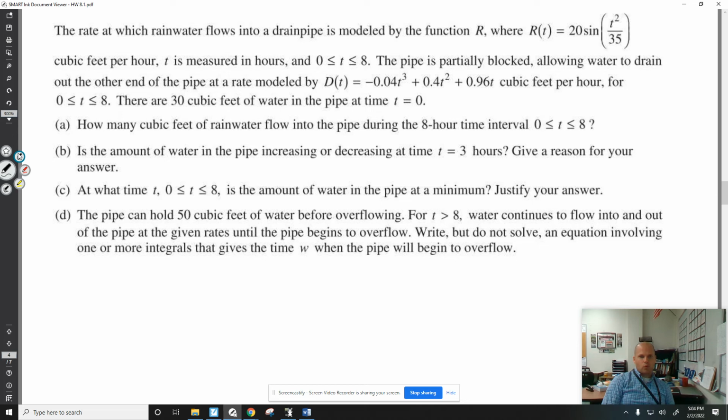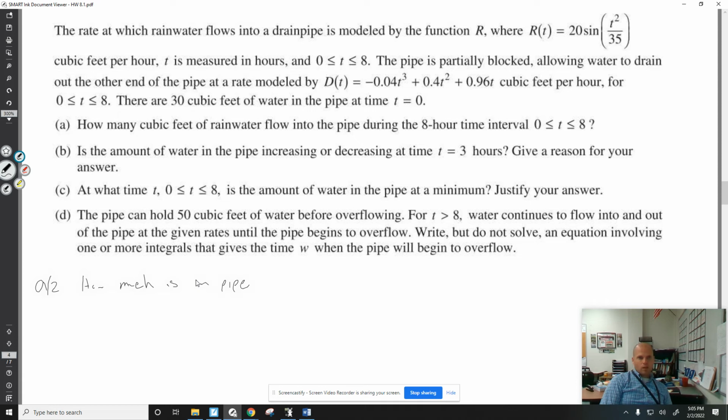And I'm gonna do part A and part A2. Part A is how many cubic feet of rainwater flow into the pipe, and then part A2, I'm gonna say, is how much water is in the pipe.